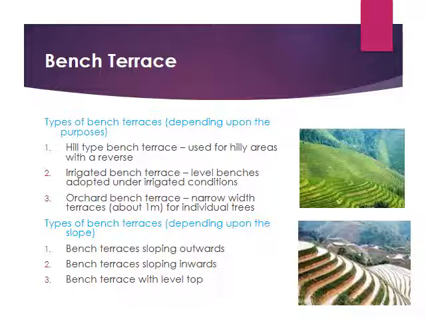So there are different types of bench terraces. One is based on the purposes. If it is used for hilly areas, it is called hill type bench terraces. If it is used for irrigation condition, it is called irrigated bench terraces. Orchard type is for orchard crops, like tree crops. Then depending upon the slope, there are three types, and it is very important: sloping outwards, sloping inwards, and level. We can see them one by one.